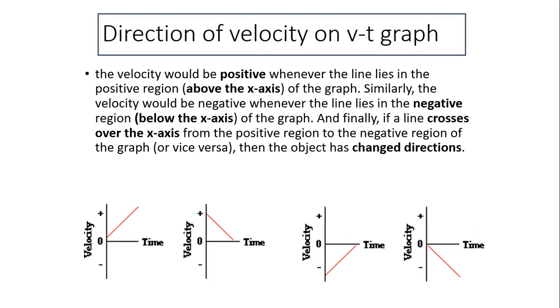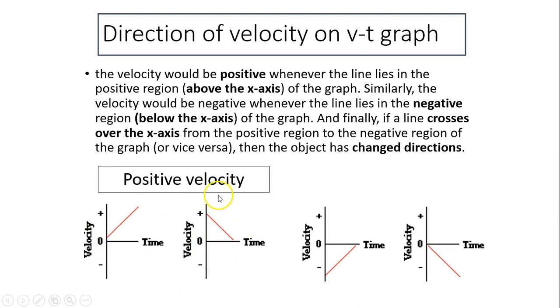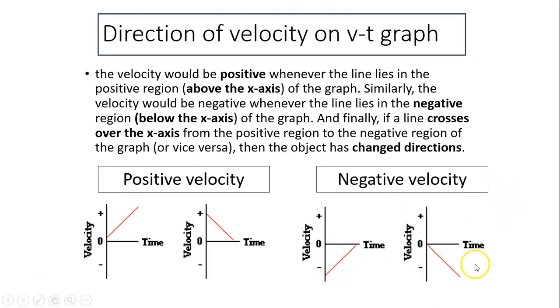Direction of velocity on the VT graph. So here are VT graphs for different ones. How do we know which way the object is traveling? The velocity would be positive whenever the line lies in the positive region. So this is in the positive region, this is in the positive region. So we know for these two, the velocities are positive. Similarly, the velocity would be negative whenever the line lies in the negative region, below the x-axis on the graph. Take a look at this one. This is below. This is negative velocity.